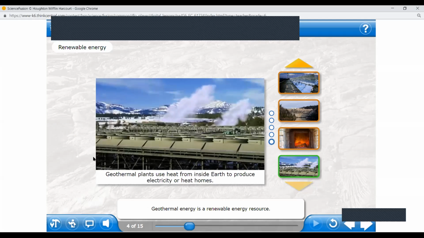Geothermal energy is a renewable energy. I will explain geothermal to you tomorrow, because at least these four, if you know today, that's enough.